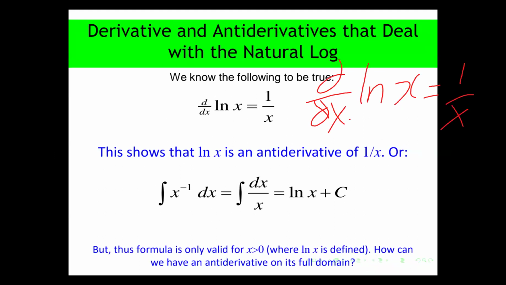Now you and I know that differential calculus is a reverse of integral calculus, yeah?